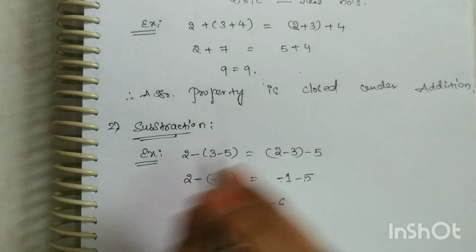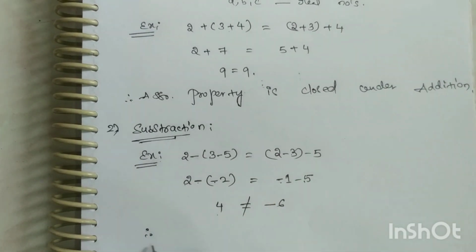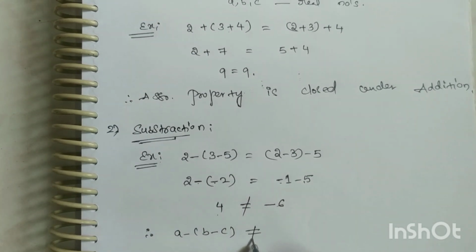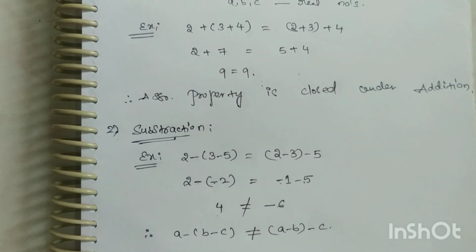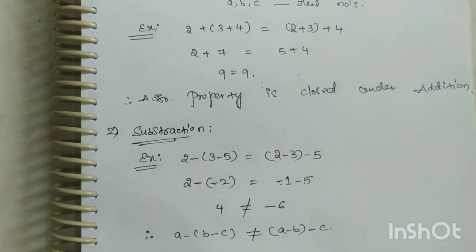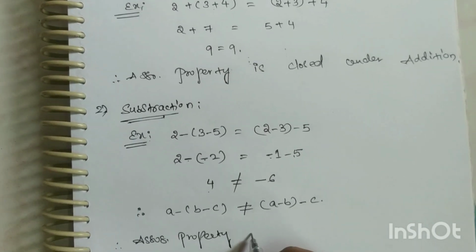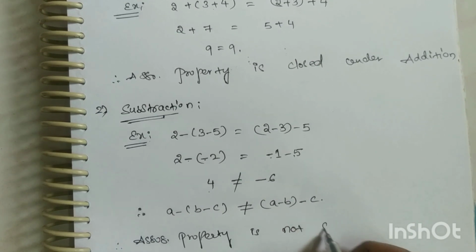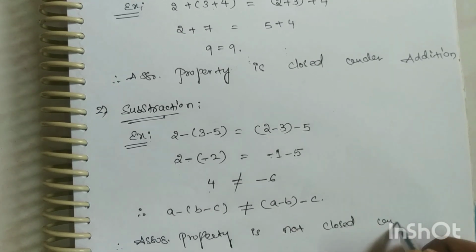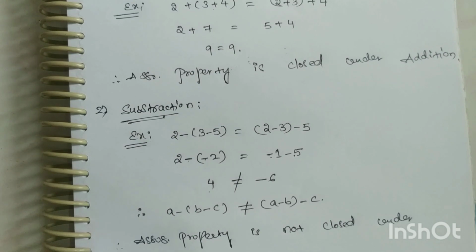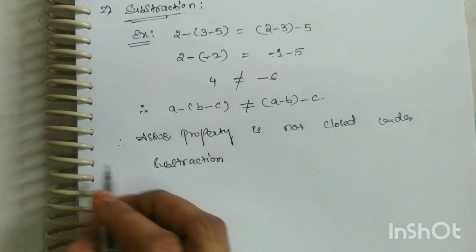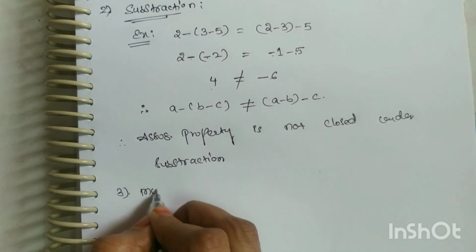So let us construct the formula. That is a - (b - c) is not equal to (a - b) - c. So lastly our conclusion is associative property is not closed under subtraction. So let us move to multiplication. So third one is multiplication.